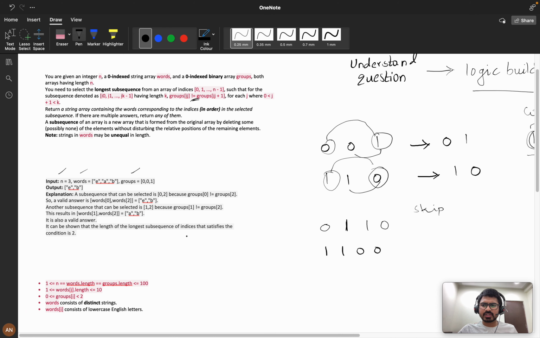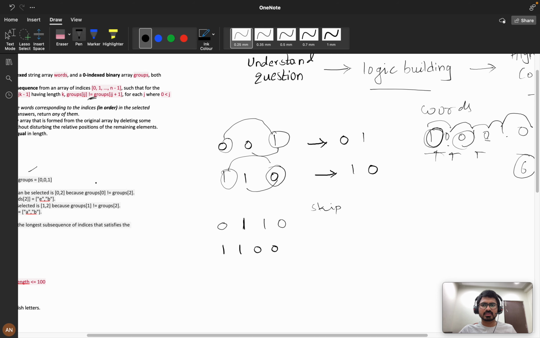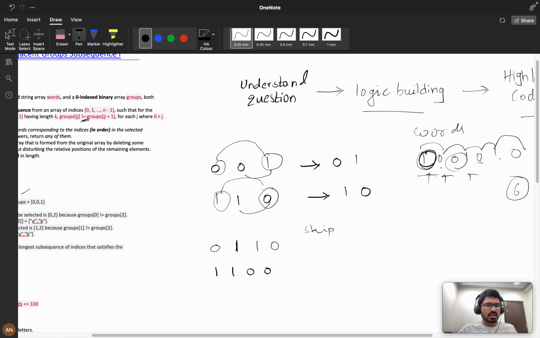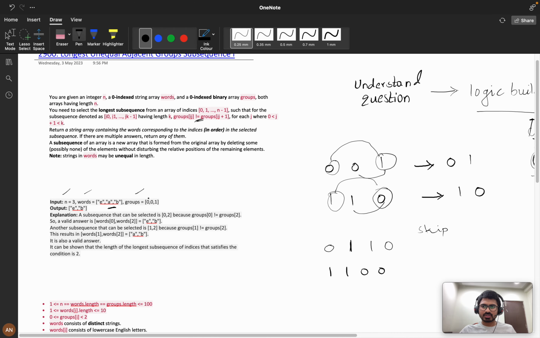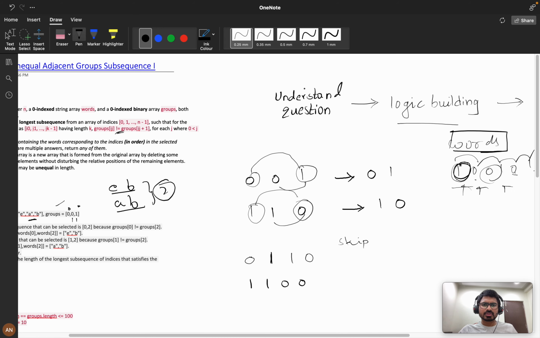At every index which is part of our answer, we need to append the word to our answer. So I think you understood this question. If you see this 0 1, it's taking E B, and this is 0, this is 1, so A B can also be my answer. He's saying that you can return any of them, E B or A B. Both lengths are 2, so we can return any one of them. So we understood the question.